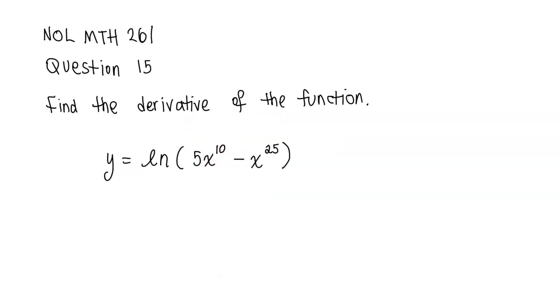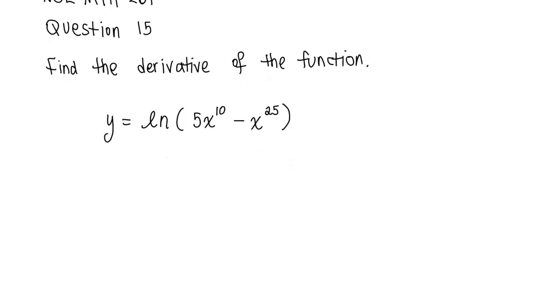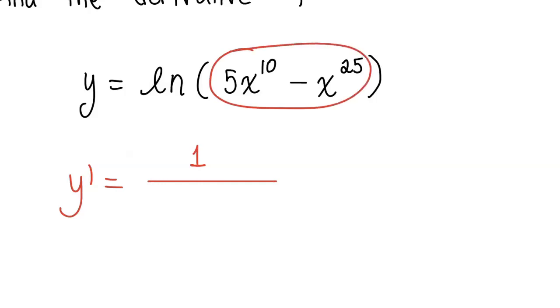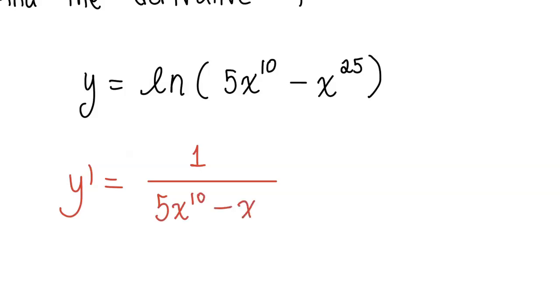We're continuing our final exam review. This is for question number 15. We are differentiating this natural log function. So y equals, and I made this up very similar to what you will have, but how do we differentiate a natural log function? You're going to start by writing 1 over that log argument. My argument is this. I'm going to put that in the bottom of the fraction: 5x to the 10th minus x to the 25th power.